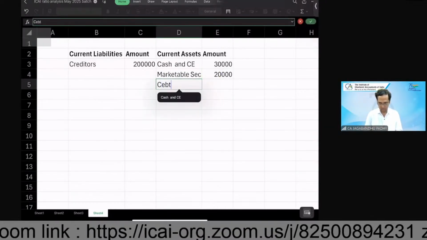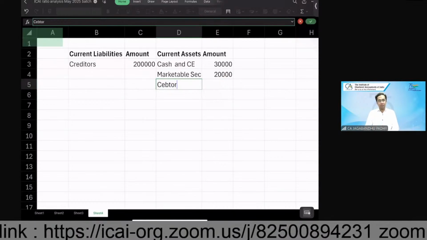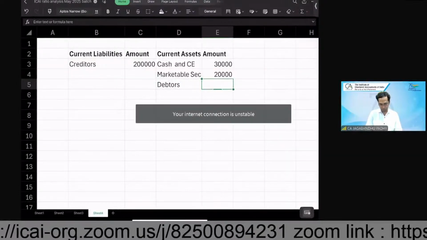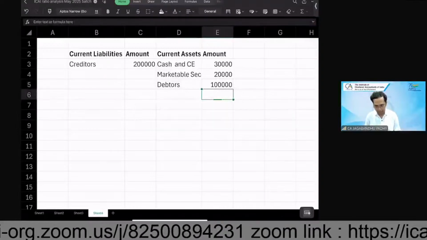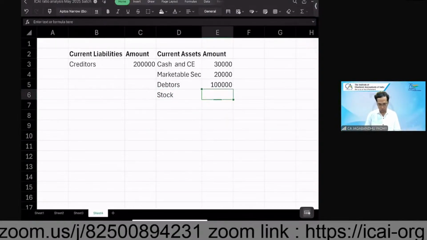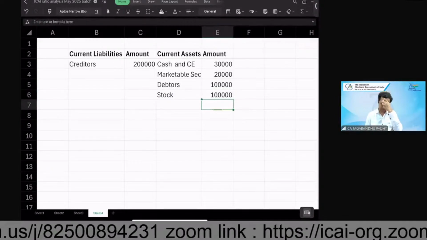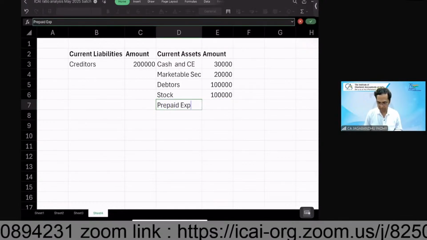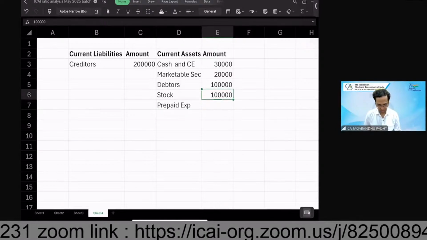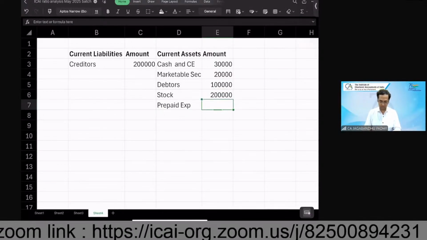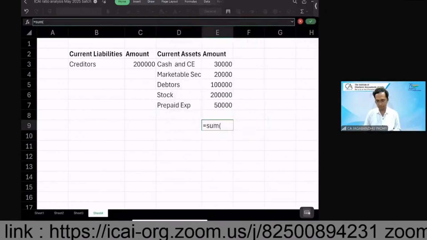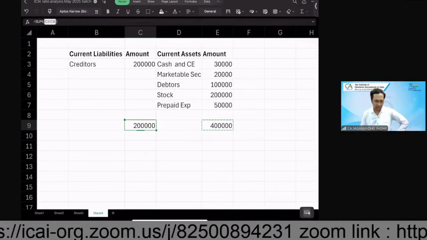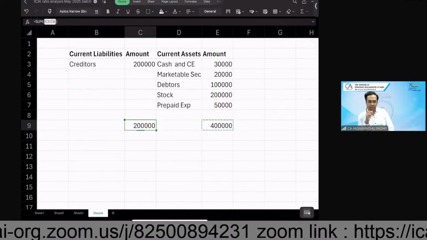Then the company is having stock of 1 lakh. Or let me just take stock as 2 lakh, and a prepaid expense of 50,000. So if you take the total, current assets are 4 lakh, and total current liabilities are 2 lakh. Does it indicate an ideal situation? Does it indicate an ideal situation as of now, guys?